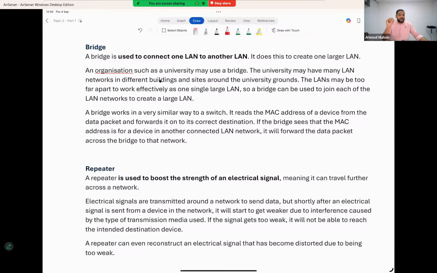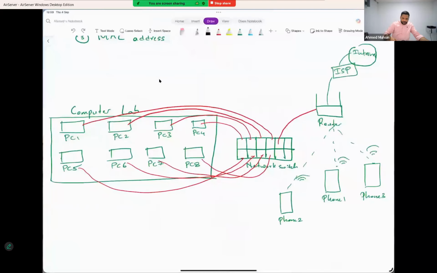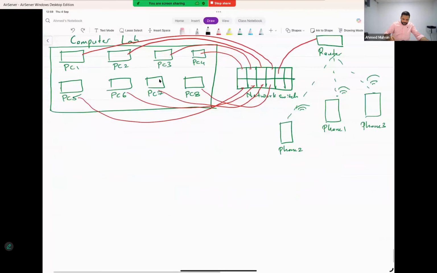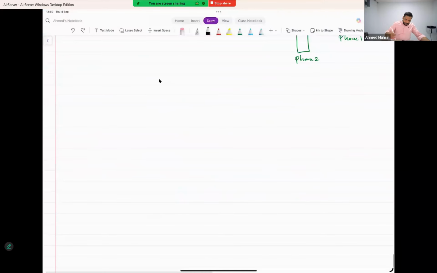Shall we draw a diagram for this to make it more sensible? Okay, so everybody, can you come to your this thing? We'll put the heading bridge. I'll give you all a simple example. Okay.